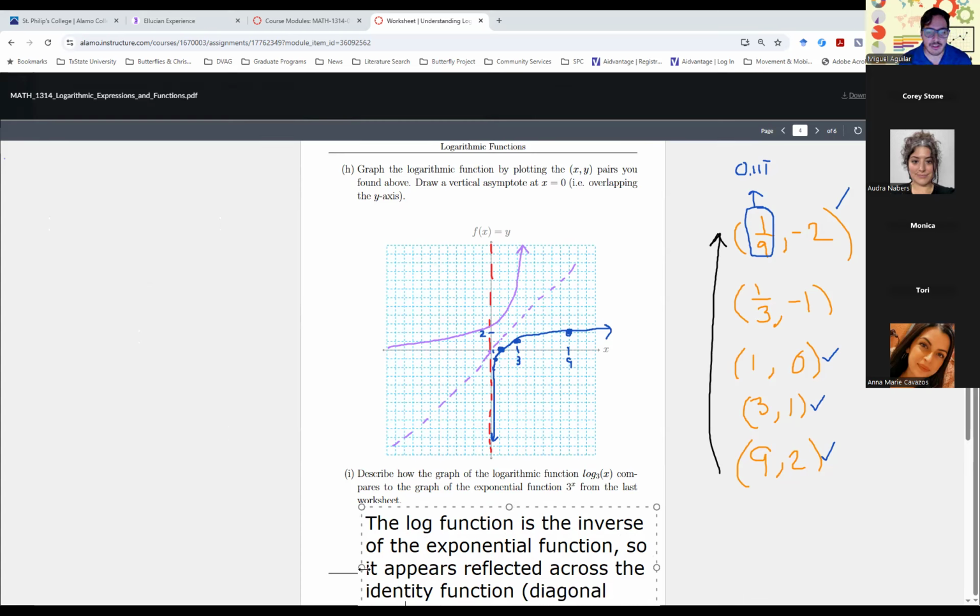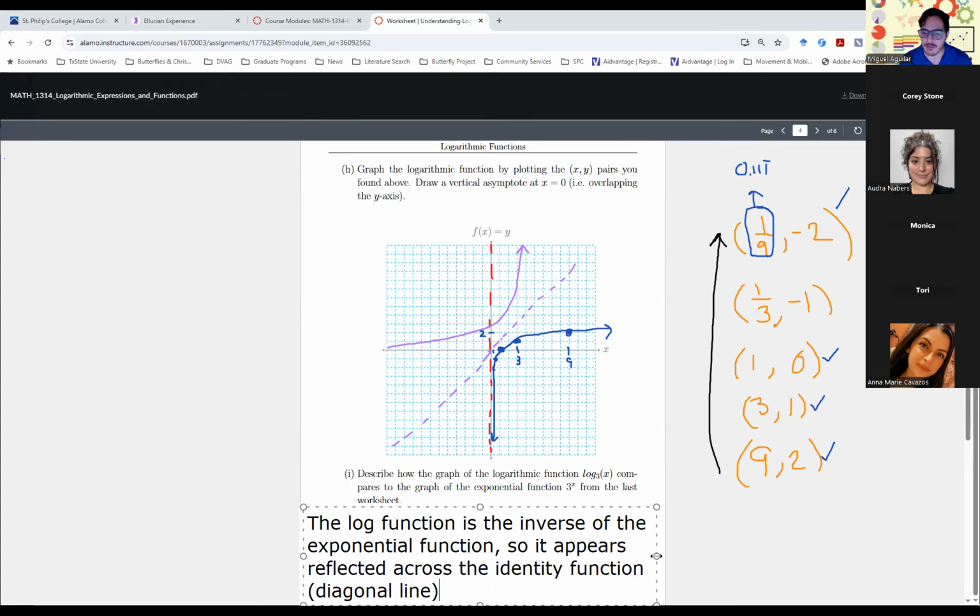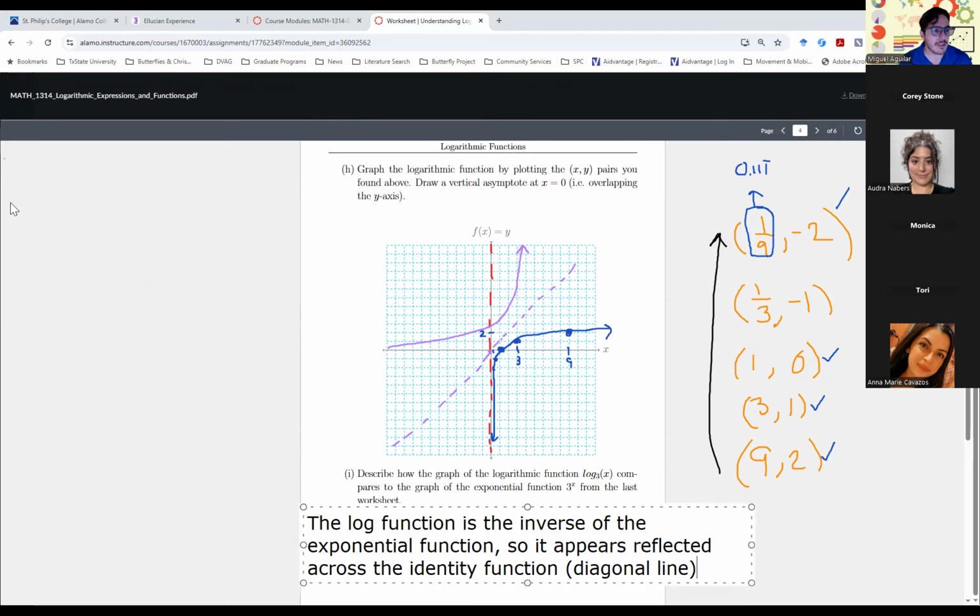So it appears reflected across the identity function or the diagonal line. And then I'm just going to make this text box a little bit bigger, maybe make the text a little bit smaller. There you go. The log function is the inverse of the exponential function, so it appears reflected across the identity or that diagonal line. Any questions or comments about that? No. Awesome.